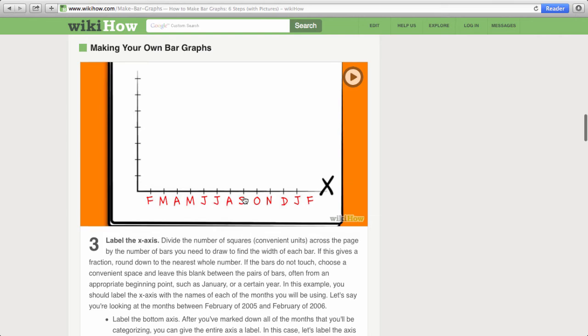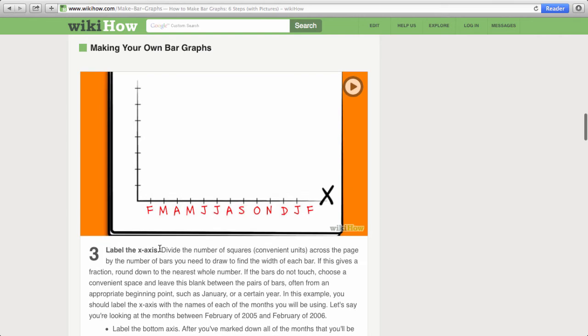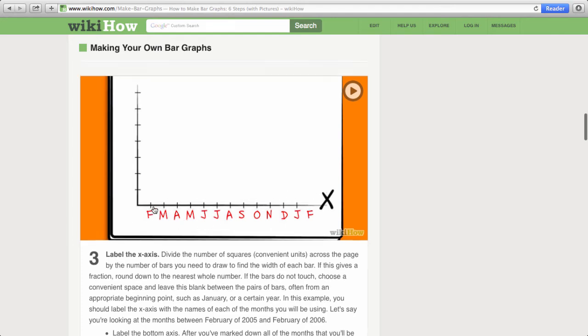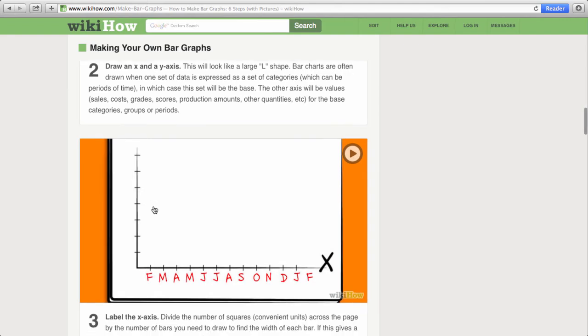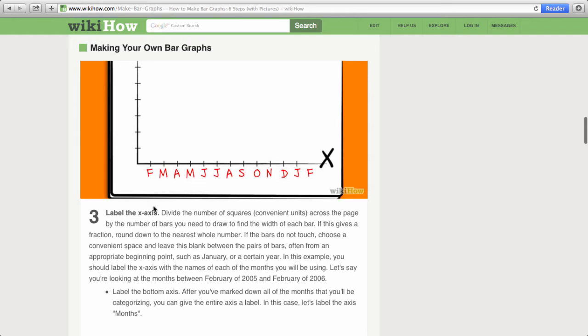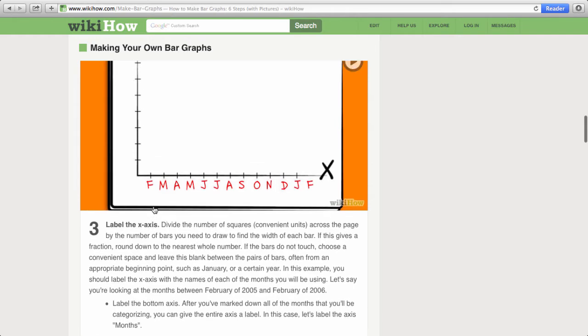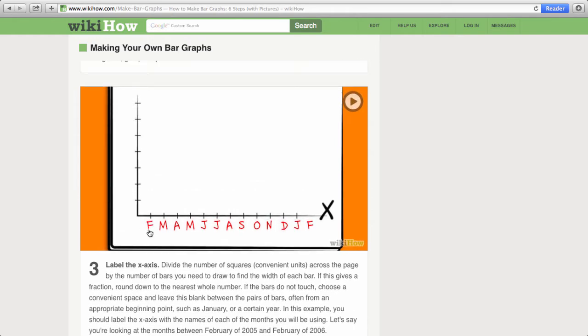All right, third step, you're going to label your X-axis. Your X-axis is your bottom axis. So in this example, they're doing months of the year, I believe. On your X-axis, you'll be actually doing the planets. So this would be Mercury, Venus, Earth, Mars. Okay, you can go ahead and do that in your example, or you can use the example that they use. It's up to you.